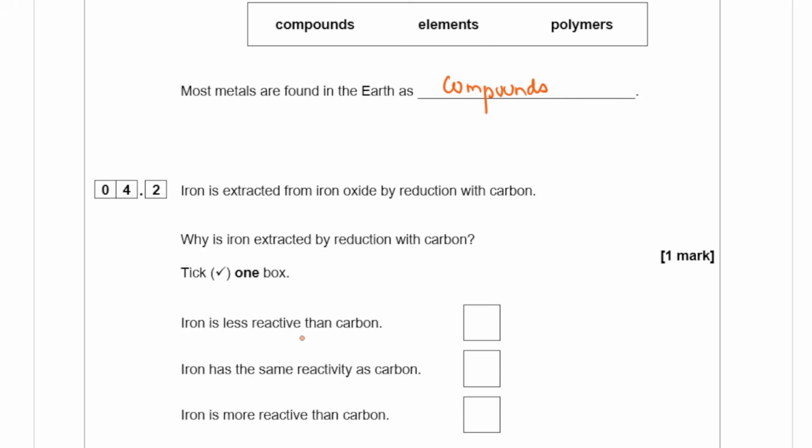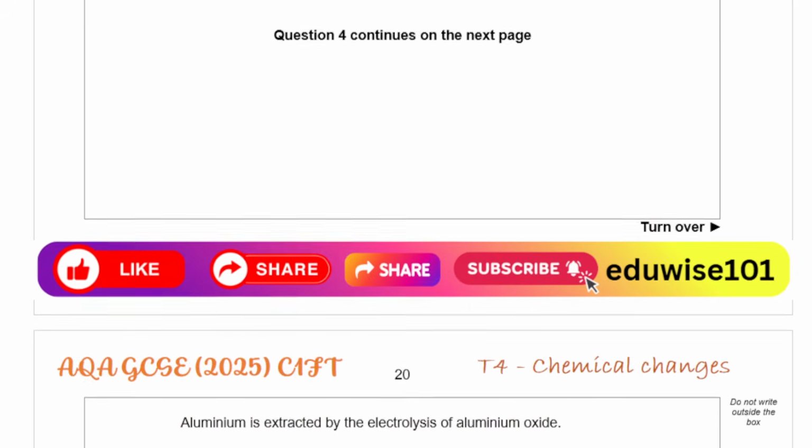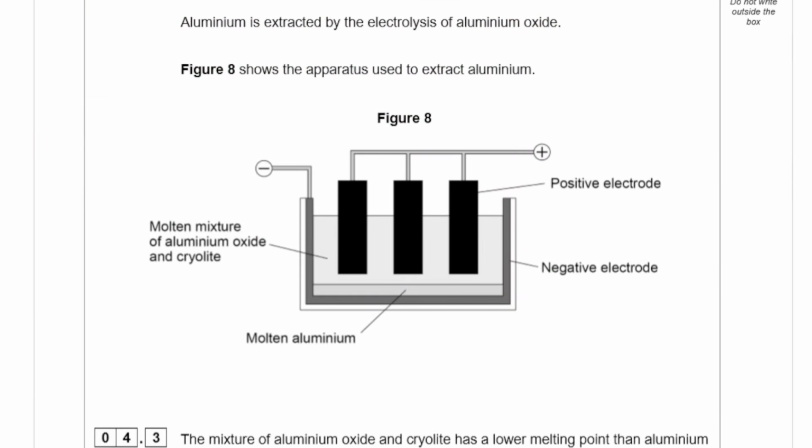Iron is less reactive than carbon. Iron has the same reactivity, definitely not the second one. Iron is more reactive. If iron is more reactive than carbon, it's not going to displace it. So iron is less reactive than carbon is the correct answer. Aluminium is extracted by the electrolysis of aluminium oxide.